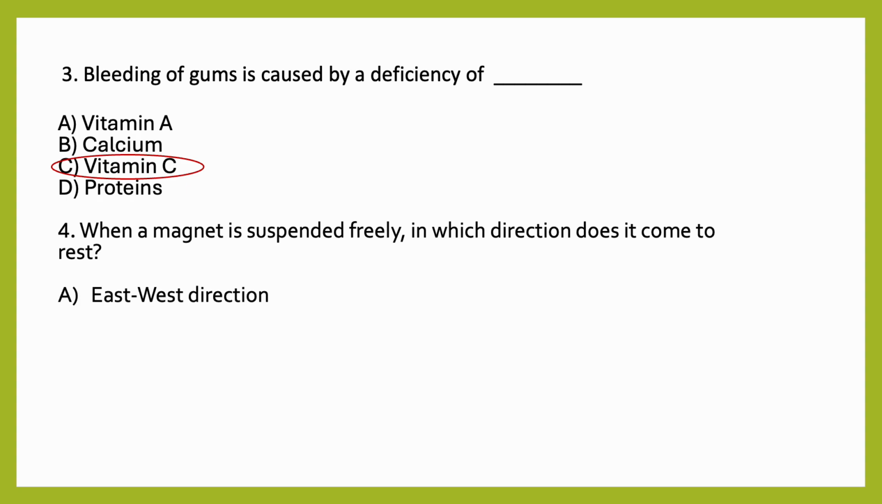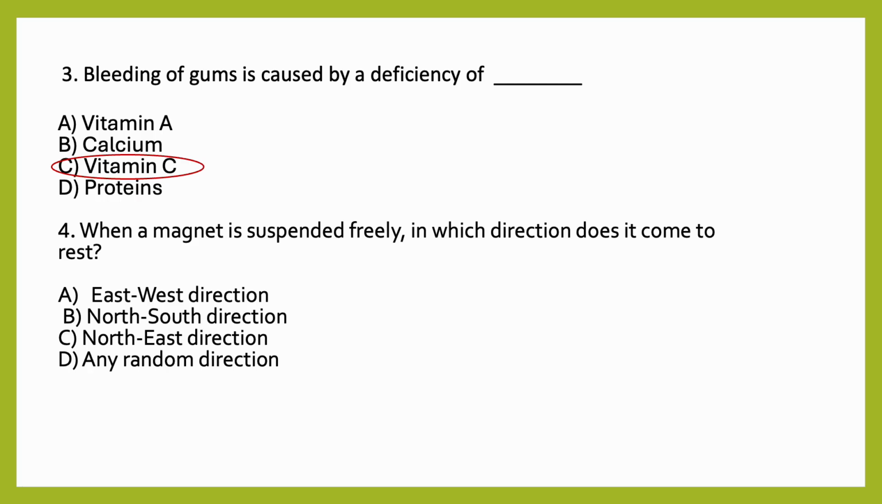Options are east-west direction, north-south direction, northeast direction, any random direction. Which is the correct answer? North-south direction. When a magnet is suspended freely, it comes to rest in the north-south direction.